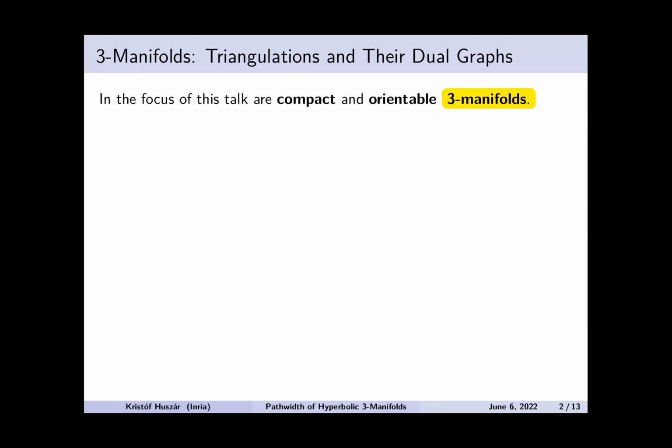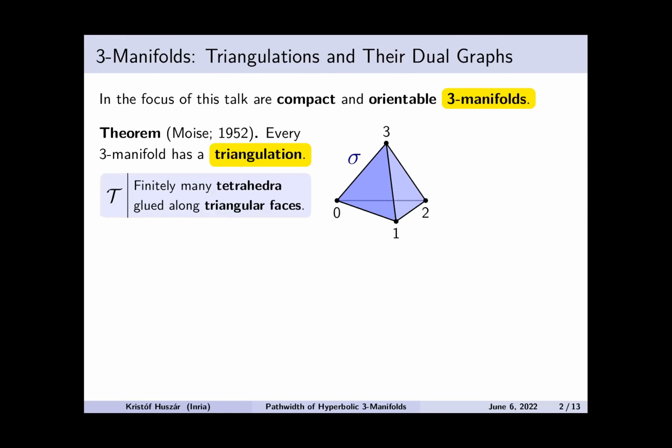So to set the ground, I would like to talk about some basic definitions. In particular, I would like to introduce the main objects of interest in this talk, compact and orientable 3-manifolds, in a way that they mostly appear in a computational setting. And this is the structure of a triangulation. So according to this classical theorem by Moise, every 3-manifold has a triangulation, which is a collection of finitely many tetrahedra glued together along triangular faces.